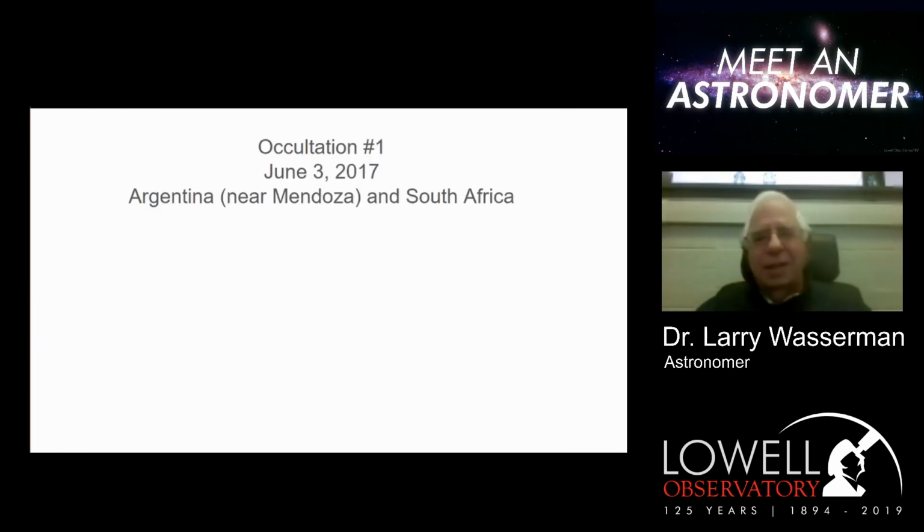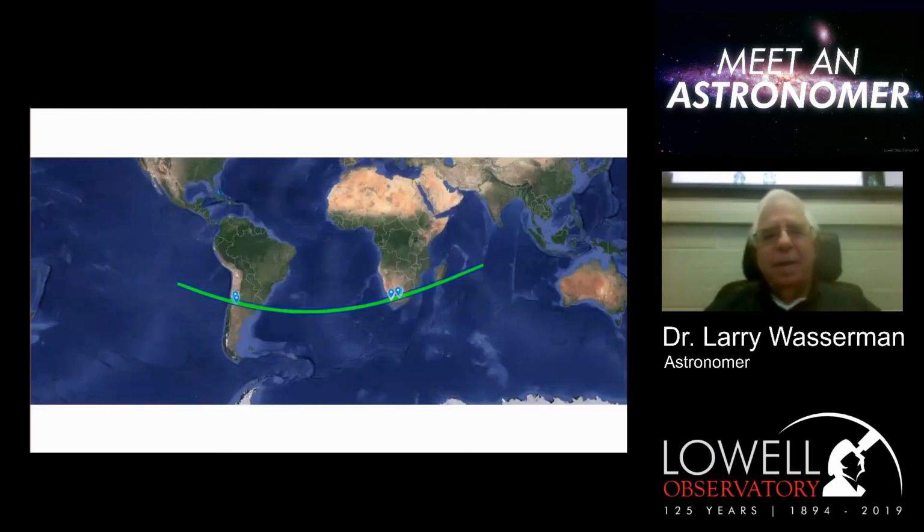Okay, occultation number 1, June 3rd, 2017. Argentina near Mendoza and South Africa. Here's the track. I showed you this one earlier. So the track goes fairly near Mendoza, not too far from Cape Town, as it happens.